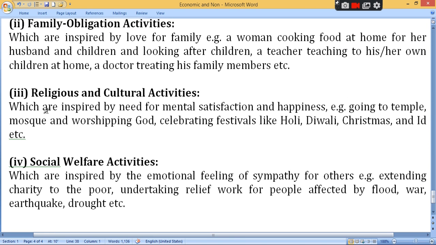Religious and cultural activity is also non-economic activity. The main objective is not money. Clear? Earning money is not the main objective. These activities are inspired by the need for mental satisfaction and happiness, like going to temple. Here is the most clear example: worshipping God, celebrating festivals like Holi, Diwali, Christmas, Eid. Whichever festival you celebrate. Clear? Going to church, temple, and worshipping God is for inner peace. Clear? Your main objective is not earning money.